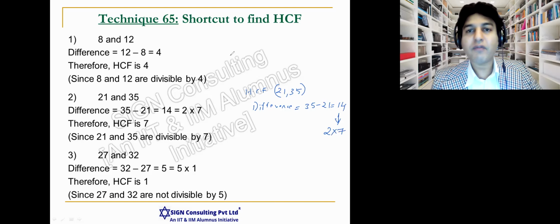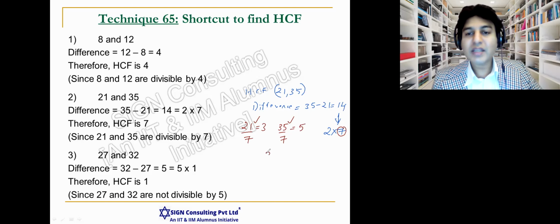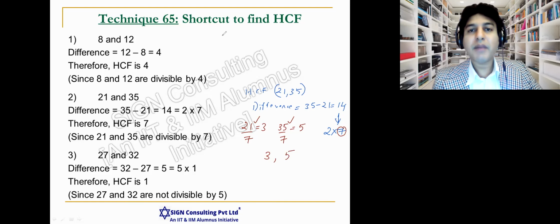Now let me check by taking 7. So is 21 divisible by 7? Yes. And how many times does it go? It goes 3 times. Is 35 divisible by 7? Yes. And how many times does it go? It goes 5 times. Now I have to check whether 3 and 5 are divisible by 2. Are the numbers 3 and 5 divisible by 2?